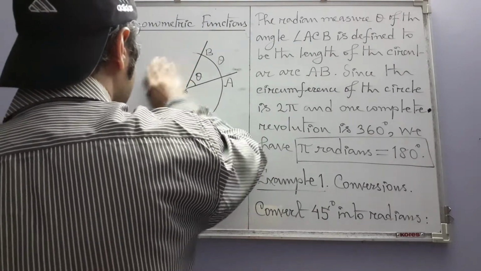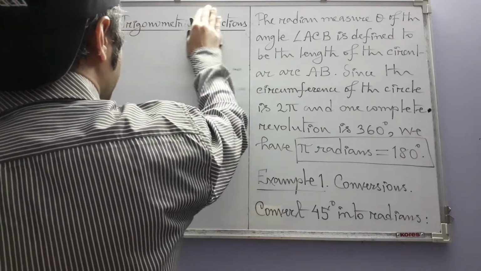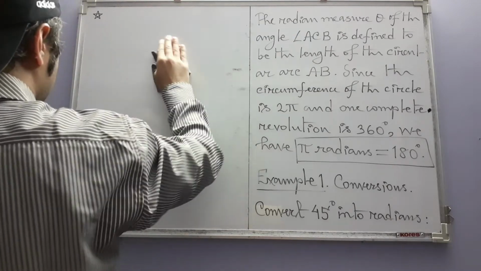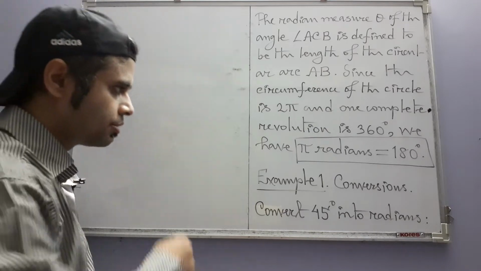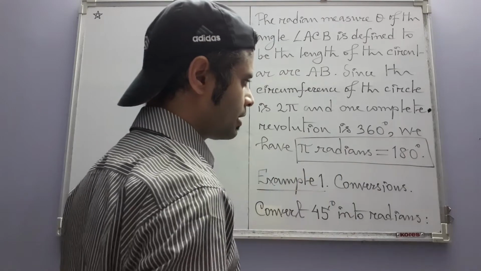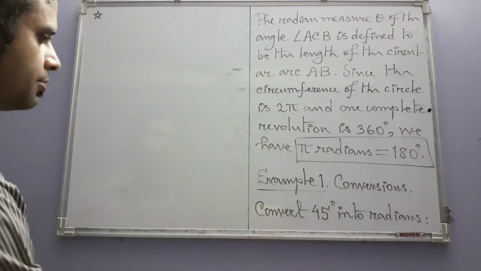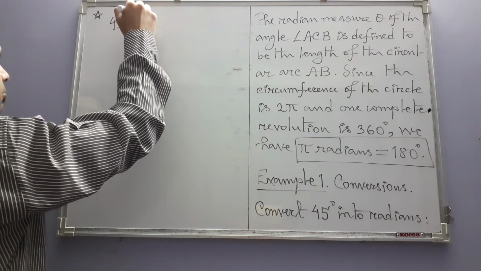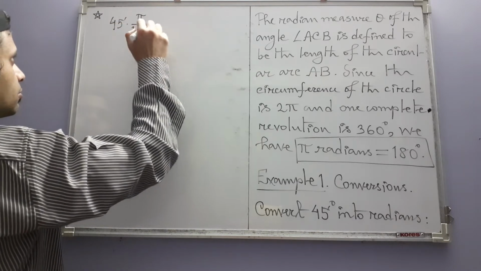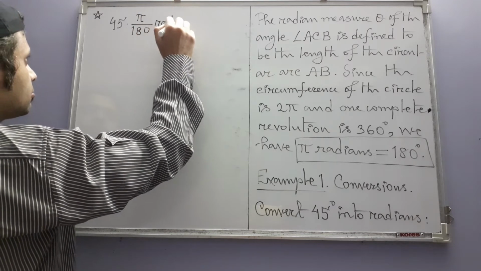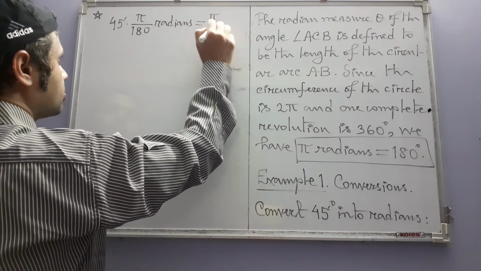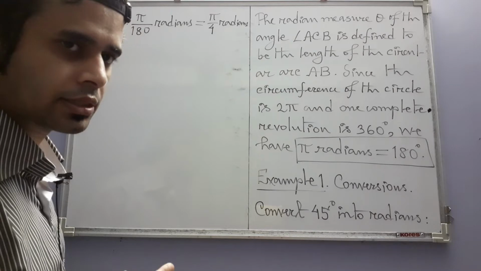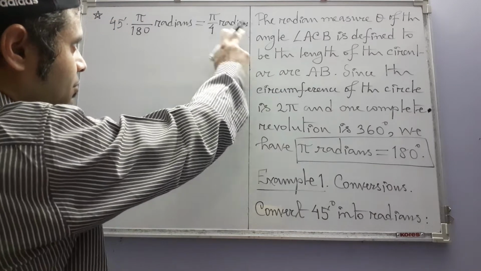So that means 1 degree will equal pi divided by 180 radians. So that means you have to multiply 45 by pi divided by 180. In order to get 45 degrees on this side, you divide by 180 and multiply by 45. So you get 45 times pi divided by 180 radians, which equals pi divided by 4 radians. So 45 degrees, whatever angle it measures, that same angle pi by 4 radians also measures.